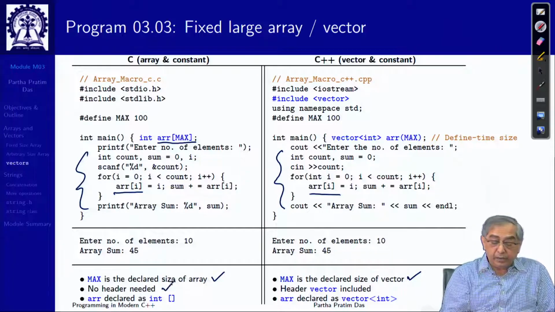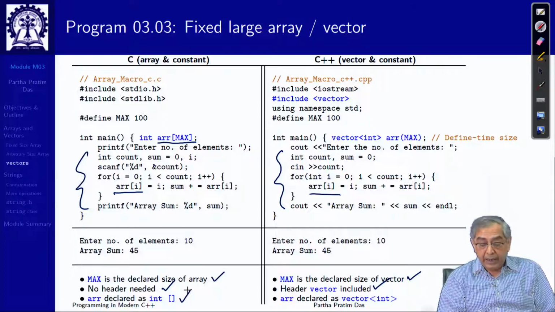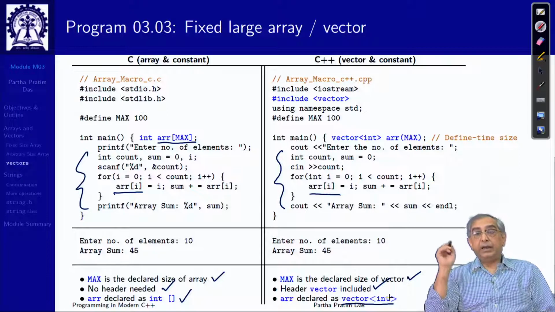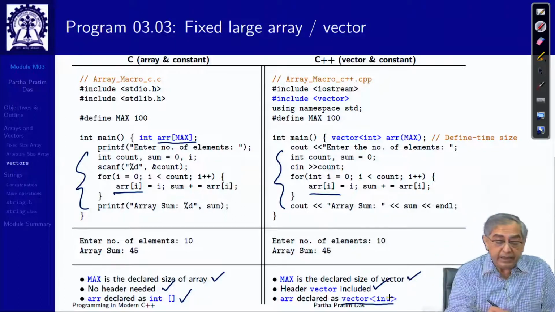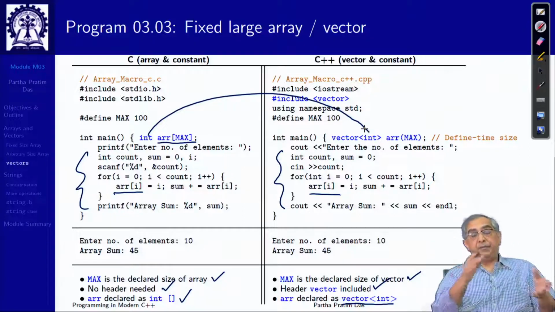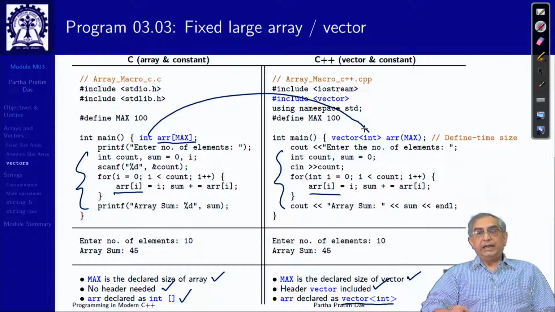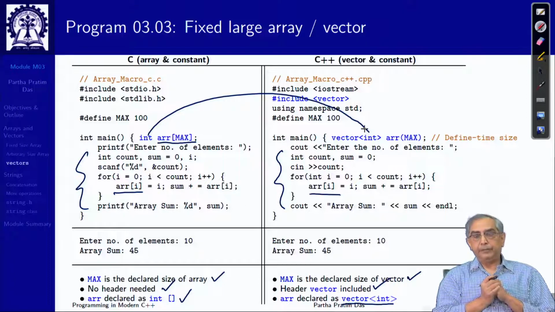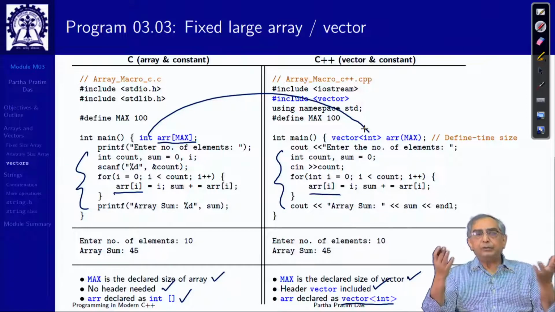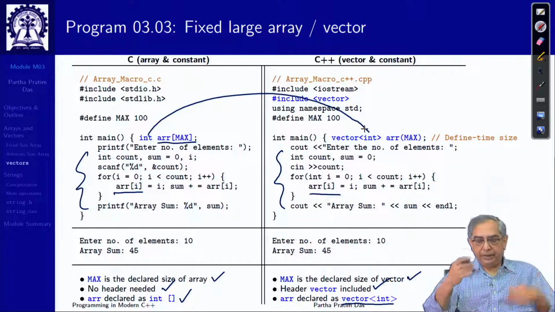There is no header included here; here the vector header is required, and here you have to declare it as vector int. So, you can see that the type of the array and the type of the vector map syntactically in this way, right. So, the question is what great thing we have done. I mean, it's the same thing, same index, same notation.